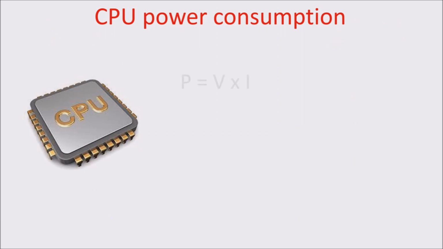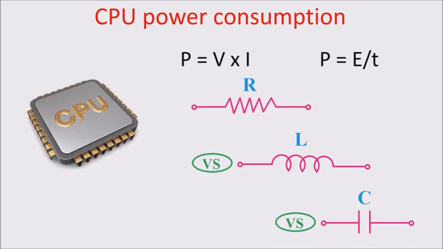In order to calculate the power consumption of a CPU, we recall that in the electric dimension, power is voltage times current, or more generally, the quantity of energy consumed in the time unit. The first thing we have to do is understand what kind of a load we have in the CPU, or in other words, in which way the CPU consumes energy.